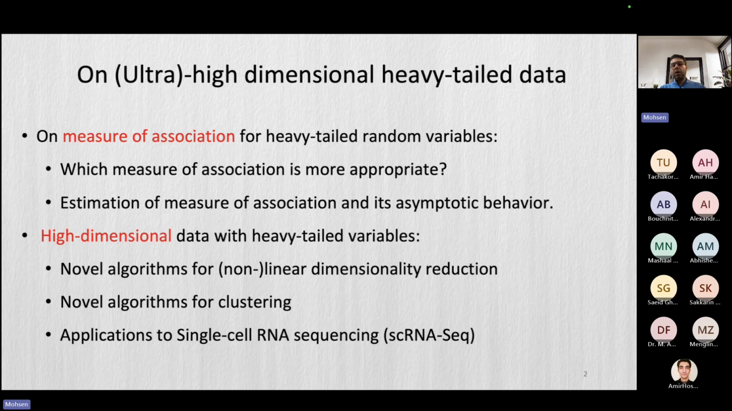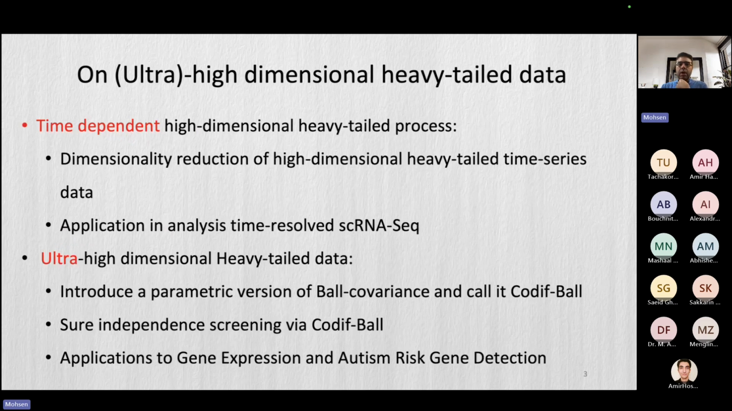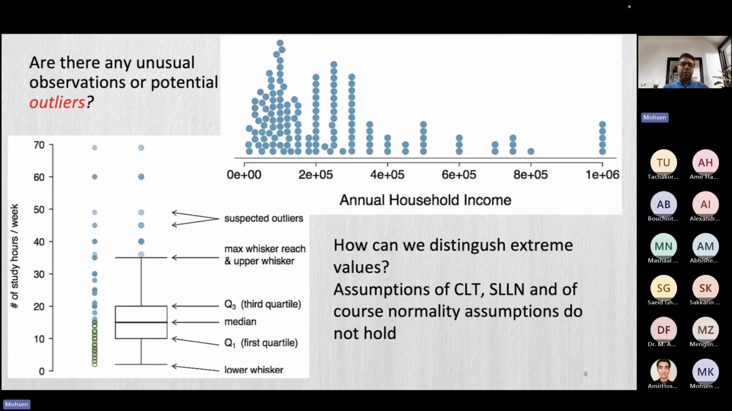I will introduce the heavy tail data first, and we'll go through the issues related to the heavy tails, which come back to the measure of association for the heavy tail random variables, and after that, we'll dive into the high dimensional data. I also had several other topics related to the time-dependent high dimensional heavy tail, which comes back to the Levy process and its application in real data. And I also work on the ultra high dimensional, but for the last two topics maybe we don't have enough time to go through them. Let's start with the heavy tail.